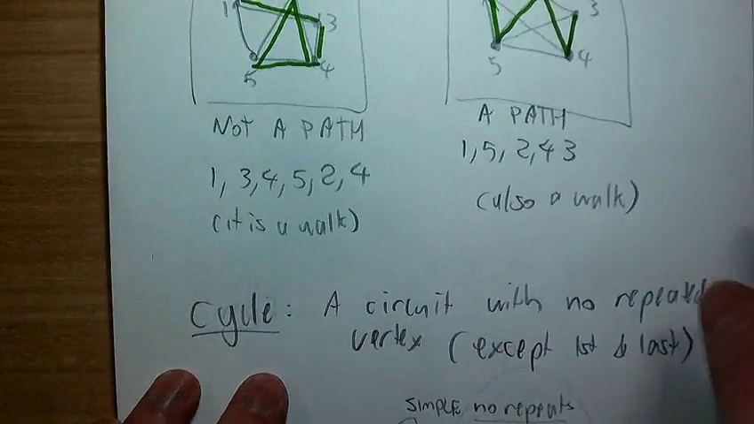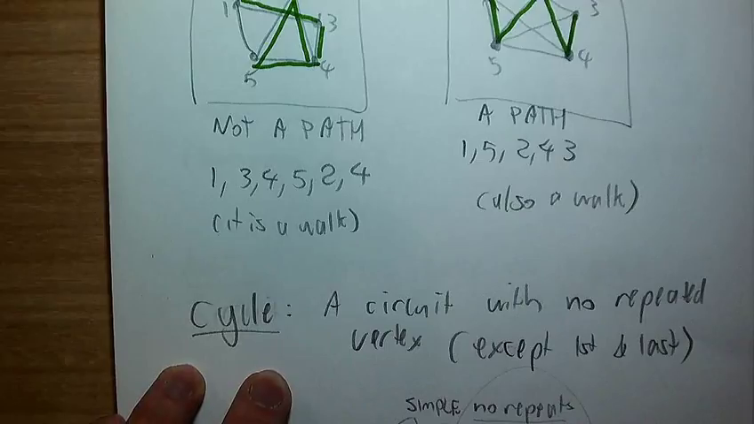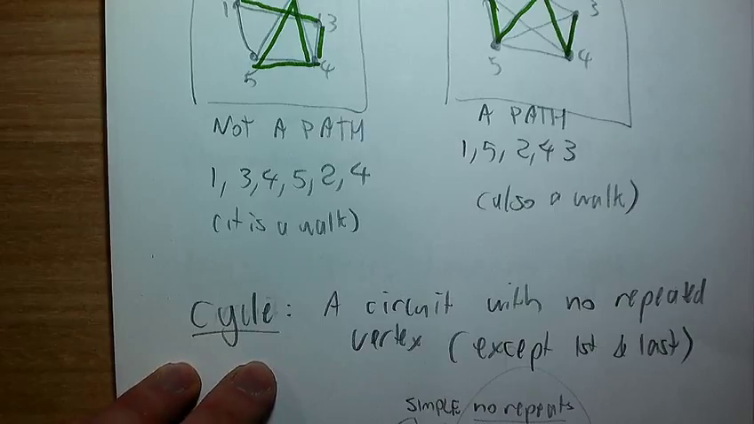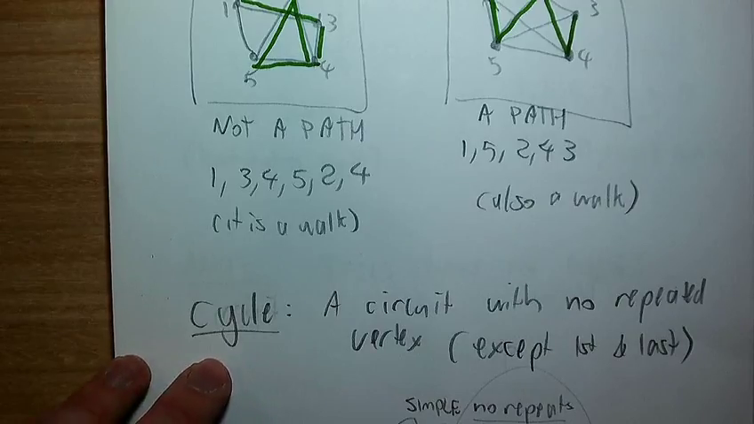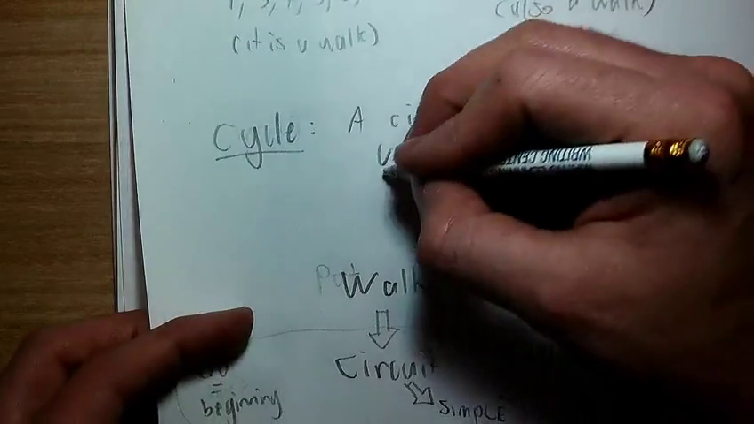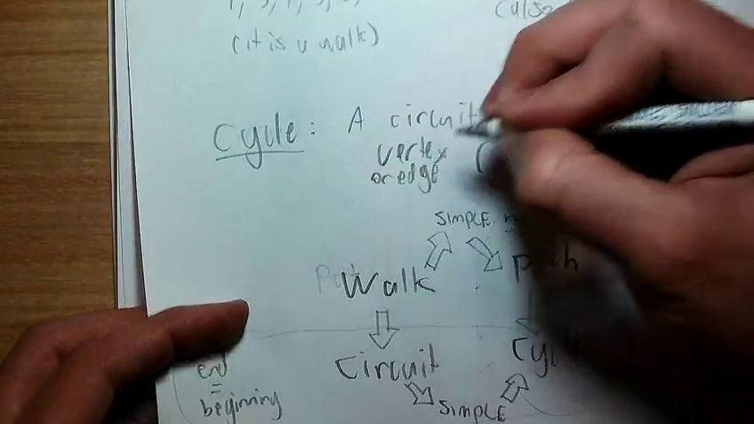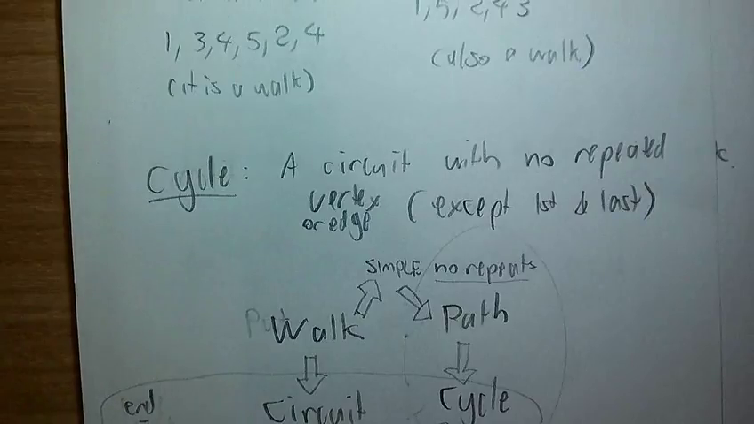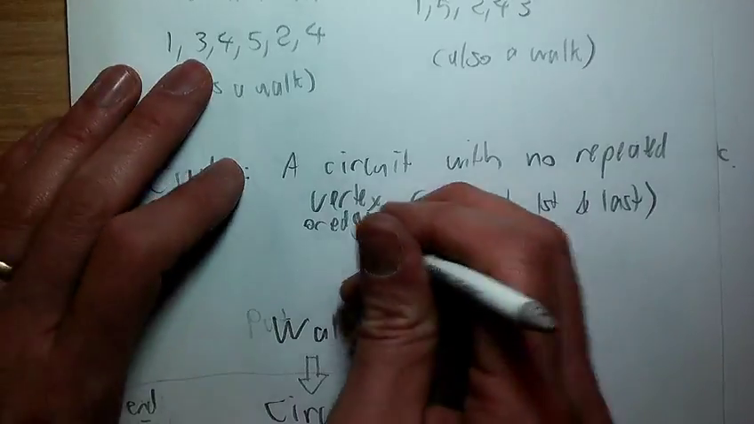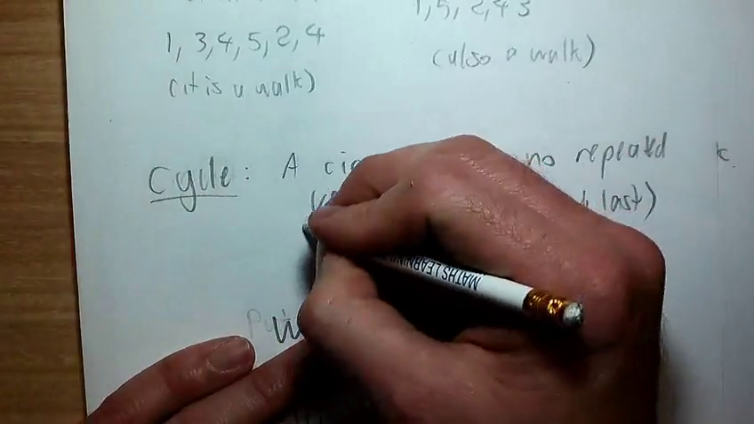It's not just repeated vertices, but no repeated vertices or edges, because in a very special case, if you just had 1, 2, 1, that's not a cycle, even though the vertices aren't repeated. So, no repeated vertex or edge. It doesn't pass the simple test, which matches with this picture here, but I need to put it in the definition because otherwise it doesn't work. So you could say it's a simple circuit with no repeated vertices, if you like. That'll work too. But I'm just going to say or edge.